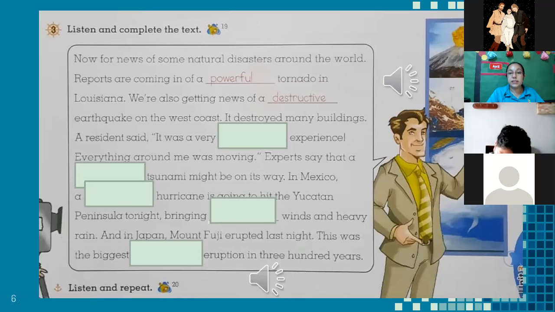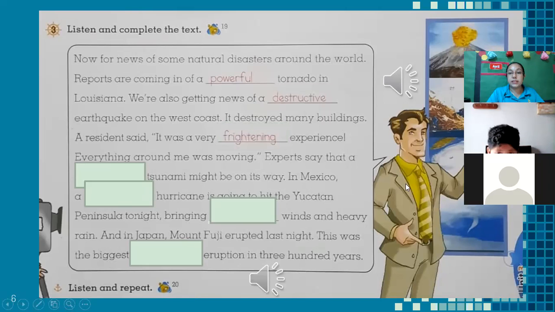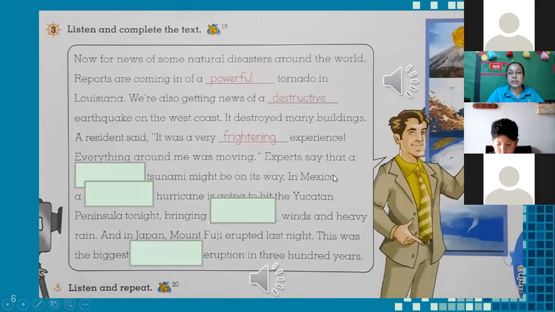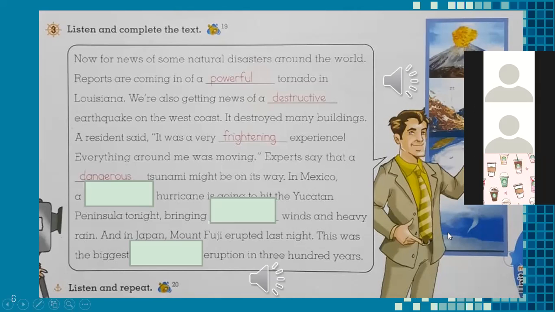It was a very, okay, excellent. It was a very frightening experience. Yes, everything around me was moving. Experts say that, okay, Santiago Sigüenza. That a dangerous tsunami might be on its way. Excellent. Okay. Dangerous tsunami. Good job. Okay. Dangerous tsunami might be on its way. Good job. So let's see. Next one. Let me check. Okay. Ricardo Gamero, do you have the answer?